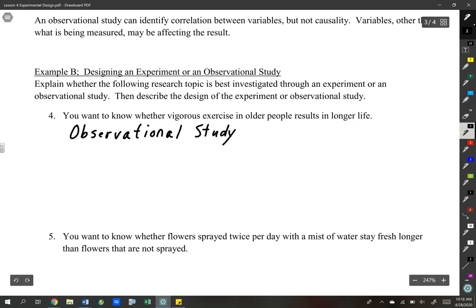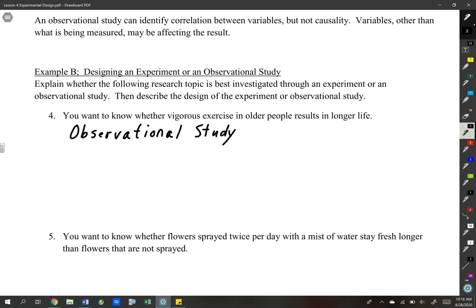Right, randomly choose one group of individuals who already exercise vigorously. Then you choose a group who do not exercise vigorously. Monitor the ages of the individuals in both groups at regular intervals. Note that because you are using an observational study, you should be able to identify a correlation between vigorous exercise in older people and longevity, but not a causality, right?